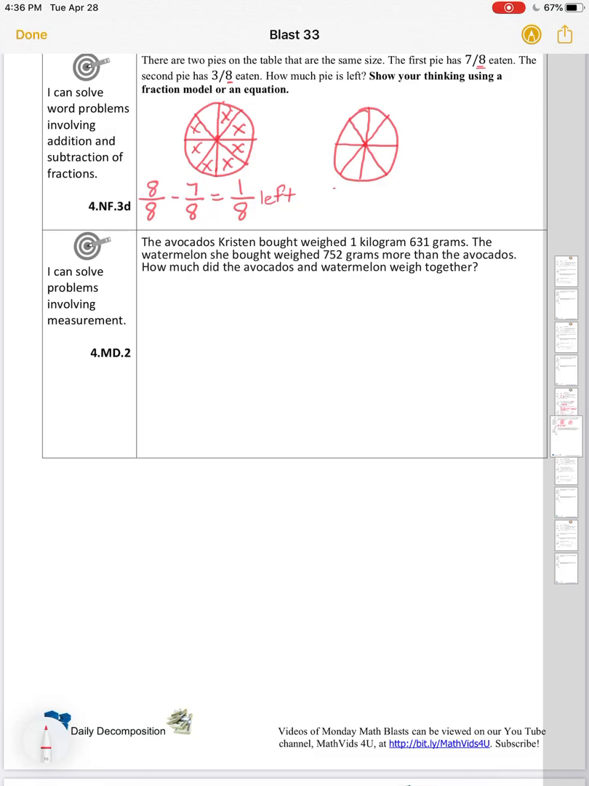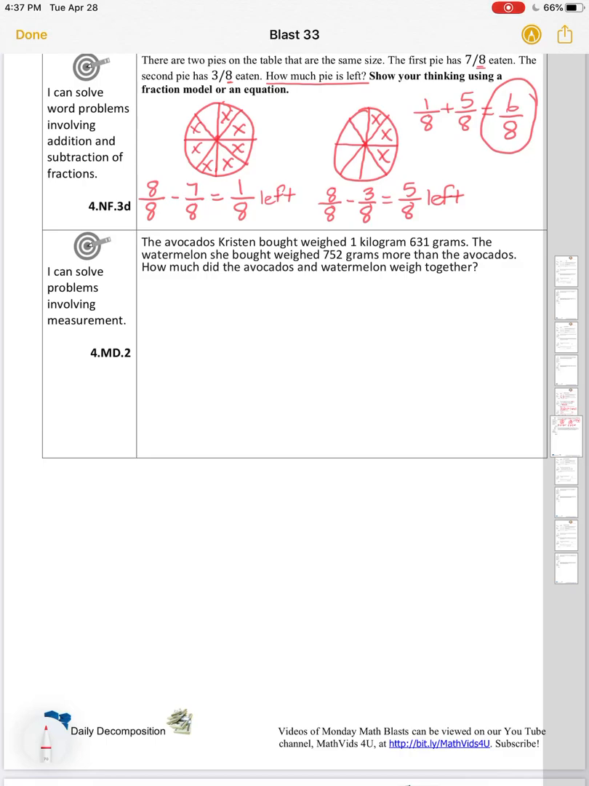In the second pie, again, 8/8 would be the whole pie, and it said 3/8 was eaten. So we're going to put an X on 3 of the 8 pieces and subtract those, 3/8. And we would end up with 5/8 left. Now we haven't answered the question yet because it says how much pie is left. So from the whole thing there, if 1/8 is left in the first pie and 5/8 is left in the second pie, then 6/8 would be left. And you can make a statement there answering the question, 6/8 of the pie is left.